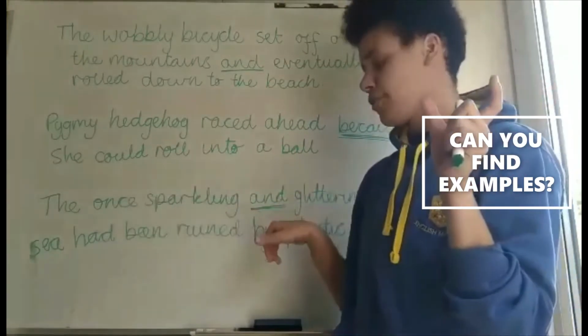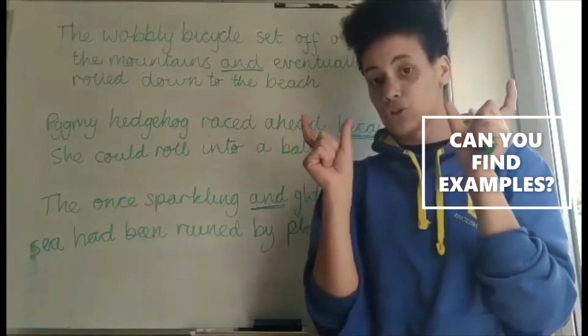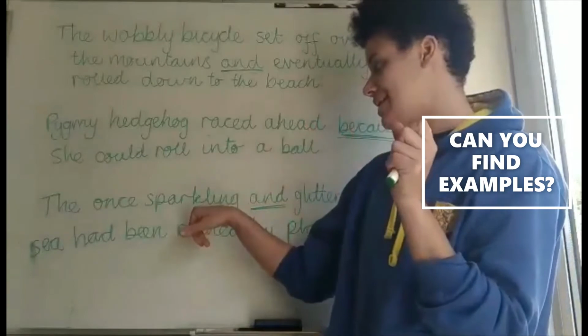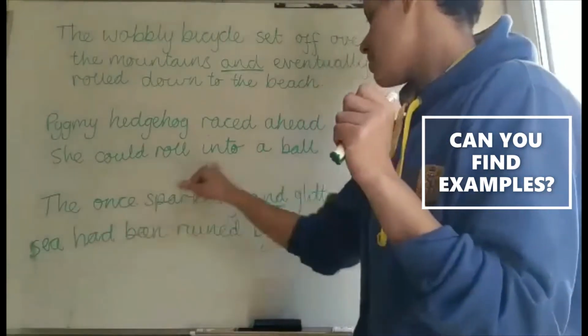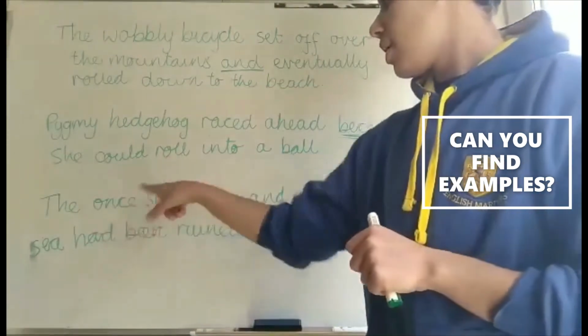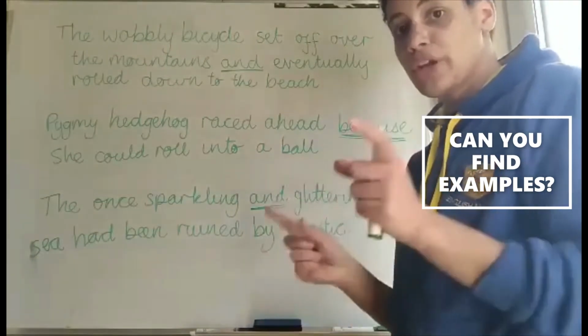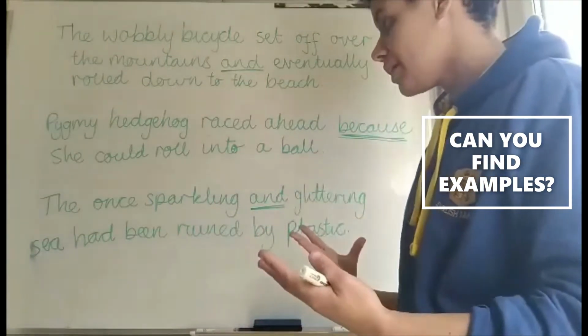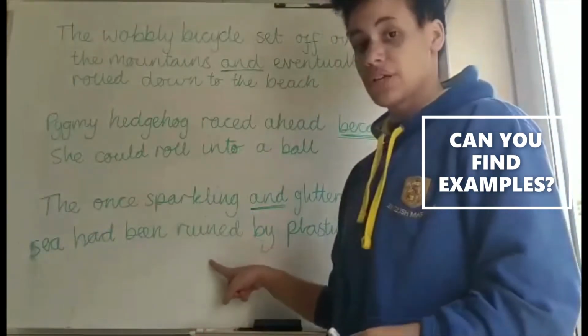glittering sea had been ruined by plastic. That doesn't make sense on its own. So that "and" is not working as a conjunction in this example. It's making a list sentence, sparkling and glittering sea. If you take away that word, which is part of our expanded noun phrase, there isn't a conjunction in there. It's not joining two ideas together. There's only one idea, and then it's the sea has been ruined by plastic. So that's actually a simple sentence.